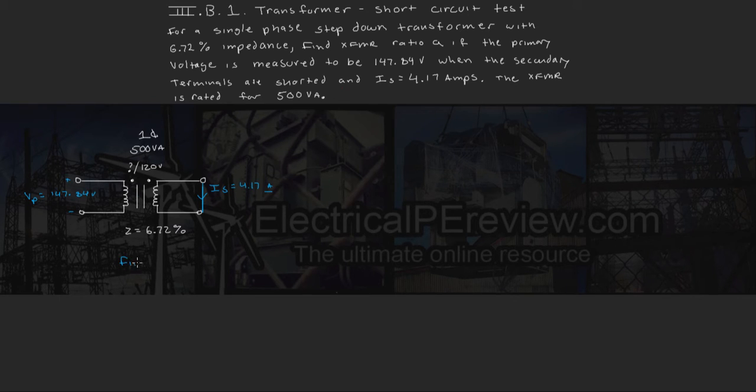Find transformer ratio A. So the first thing to do is we need to make sure that the secondary current given is the transformer secondary full load amps. So IS, full load amps, should equal our power rating of 500 volt amps divided by our secondary voltage of 120 volts. This needs to equal 4.17 for this to be our short circuit primary current.